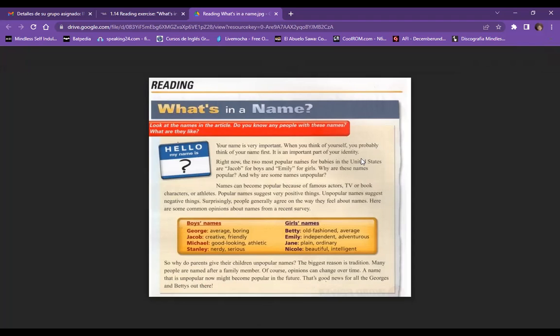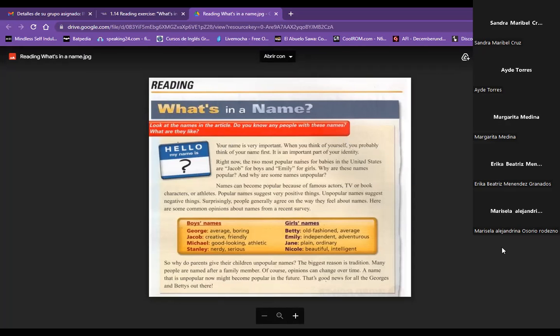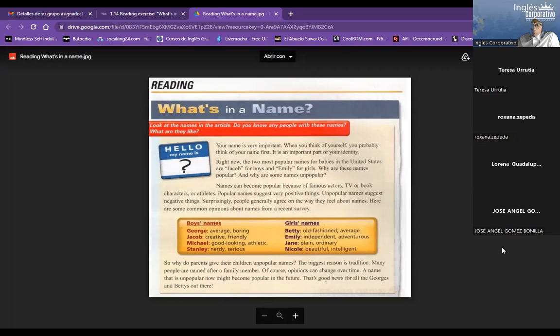¿Entendieron la lectura, guys? Yes. ¿Y los demás? Yes. Como el silencio premia, creeré que algunos de ustedes tienen dudas y eso es normal.